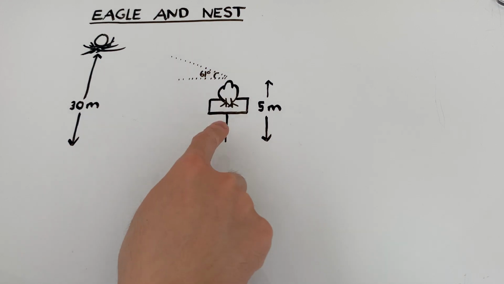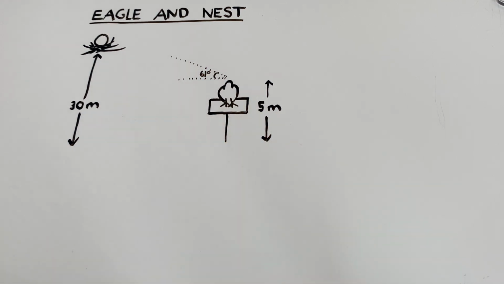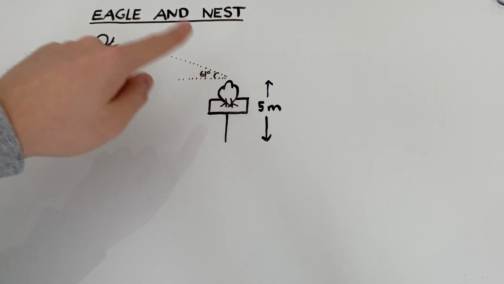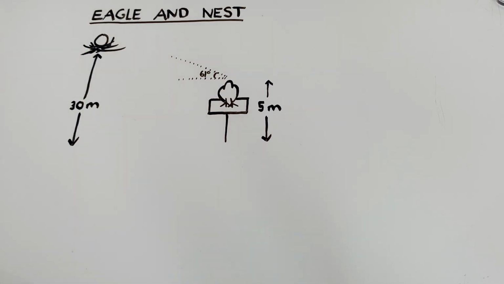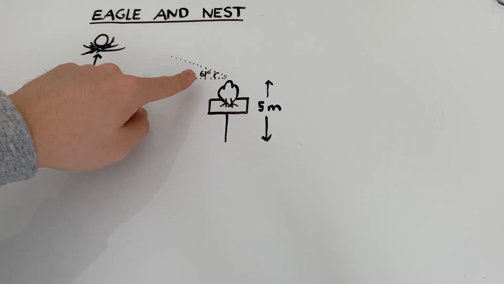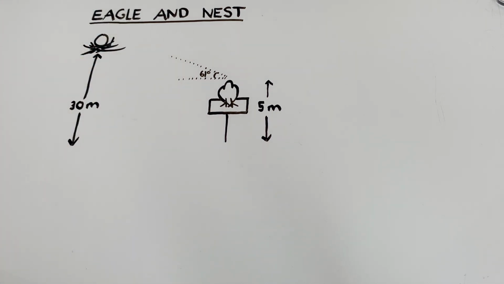Eagle sitting on a sign 5 meters above the ground. Cliff 30 meters tall. Nest on top of cliff. Eagle looking directly at nest at an angle of elevation of 61 degrees. And we need to find out how far this eagle is from the nest.